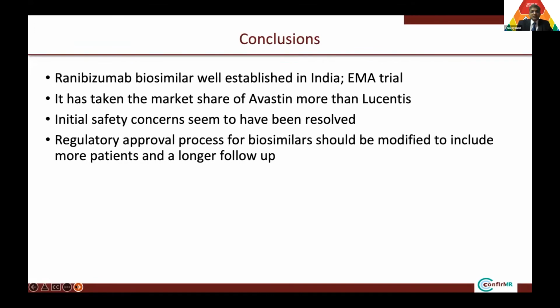So in conclusion, ranibizumab biosimilar market is well established in India, and even the Indian companies are doing EMA trials. The ranibizumab biosimilars have taken the market share of Avastin. So ranibizumab is not competing with ranibizumab alone, the innovator Lucentis, but it is also competing with Avastin, so that you don't have to do all the aliquoting and other issues with that. And initial safety concerns seem to have been resolved.